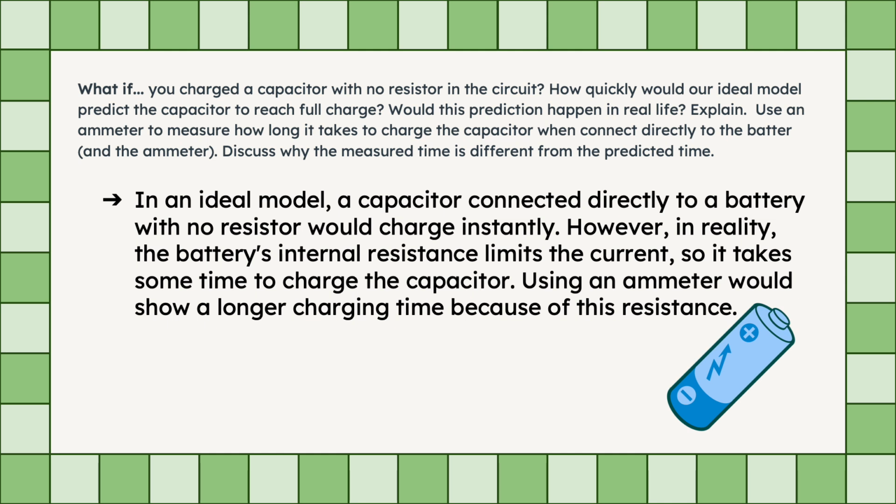We then used an ammeter to measure how long it takes to charge a capacitor connected directly to the battery, and then discuss why this is different from the predicted time. In an ideal model, a capacitor connected directly to a battery with no resistor would charge instantly because there's no resistance to that current. However, in reality, there's internal resistance, some resistance built into each battery, so it takes some time to charge a capacitor. We observed that when using an ammeter, it showed a longer charging time than you would expect from connecting directly to a battery, because of that resistance.